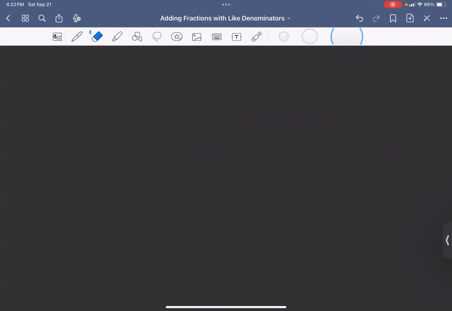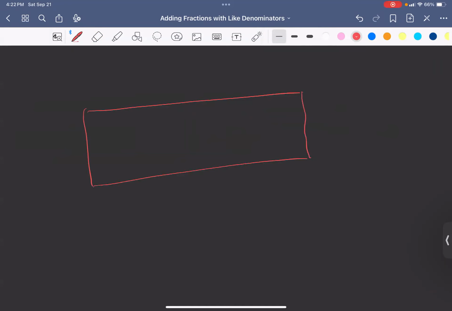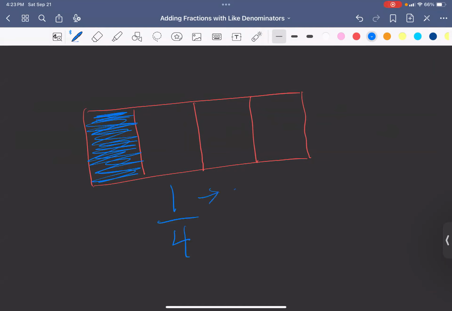Today we're going to look at adding fractions with like denominators. A fraction is part of a whole. If I cut this rectangle up into four parts, it's now cut up into fourths. If I shade in one part of this rectangle, 1/4 of the rectangle is shaded. The top number in a fraction is called the numerator, and the bottom number is called the denominator.